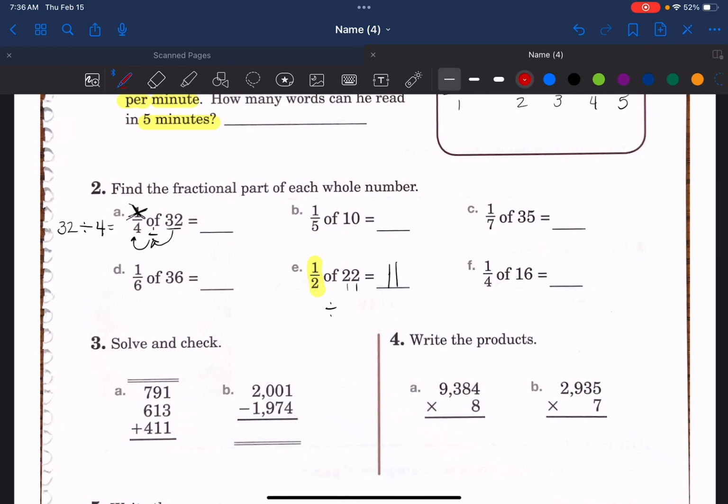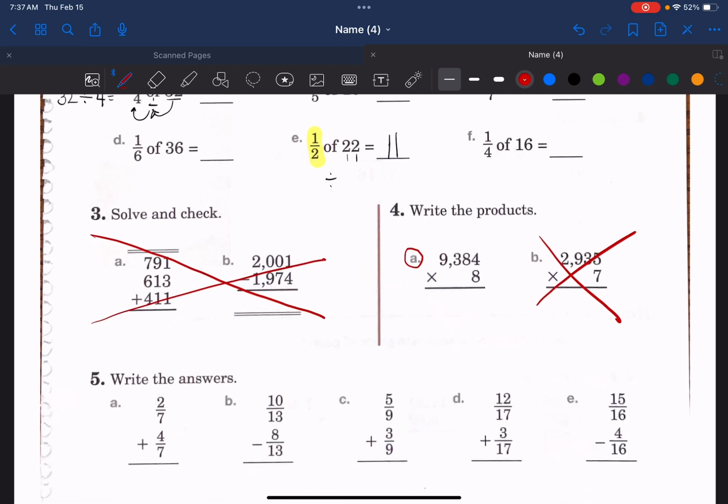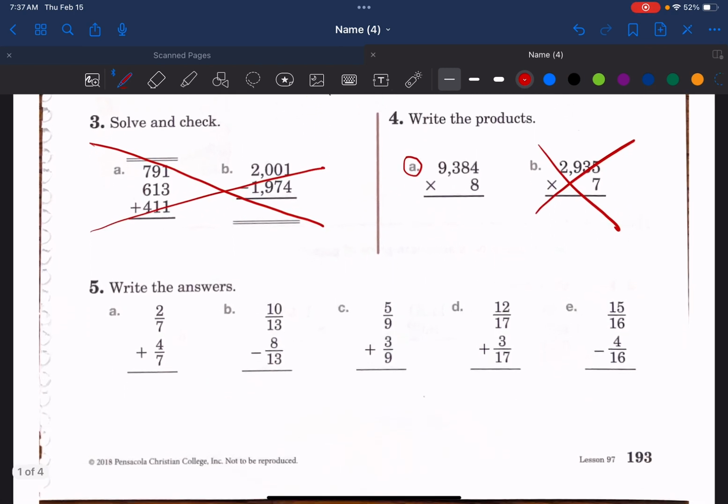All right, now follow along because since we're doing 2 lessons, you are not going to do any of number 3. I would like you to practice some multiplying, especially our times 8, since we just learned that it's a double, double, double, but you do not need to do B. For number 5, I would like you to do all of these, please.